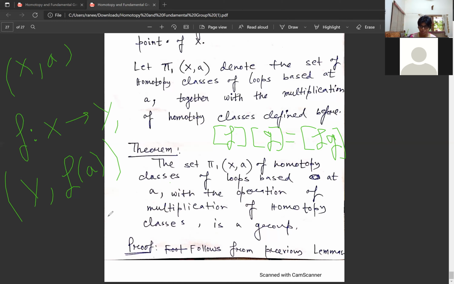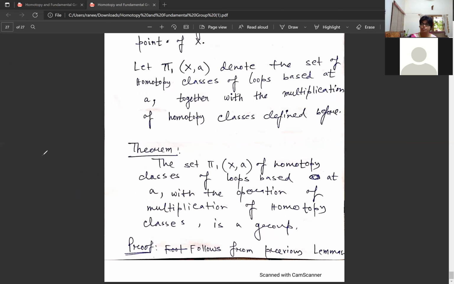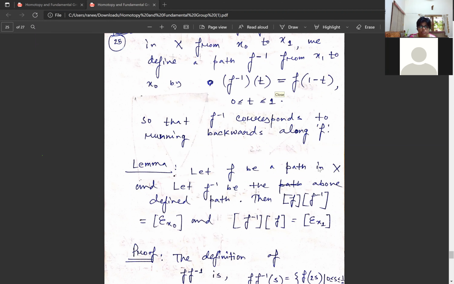What will be the problem in the group structure? Will pi1 of x, a still be a group? No, right? Why will this not be a group if we don't consider the loop instead of just a path? Look at the previous lemmas. Jivan is saying the closure property may fail.